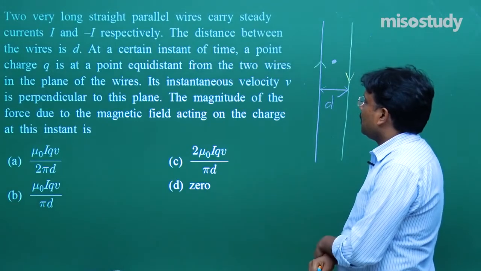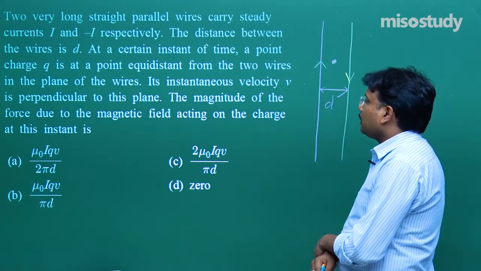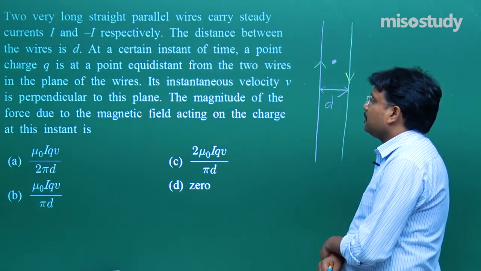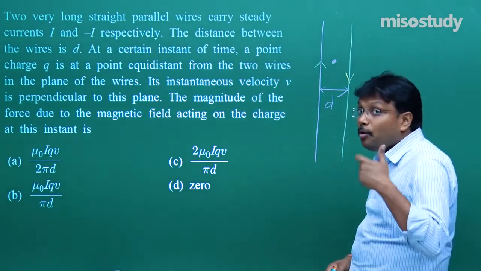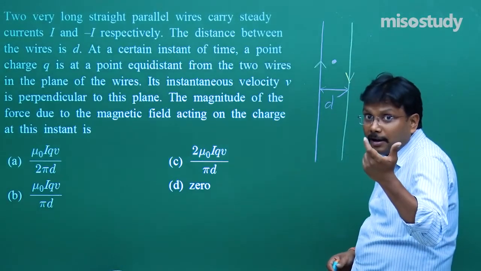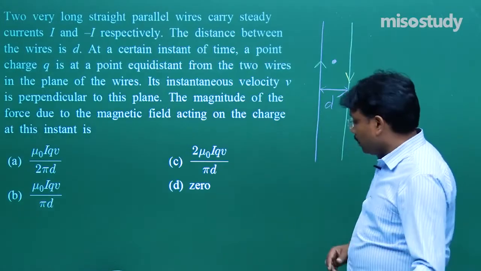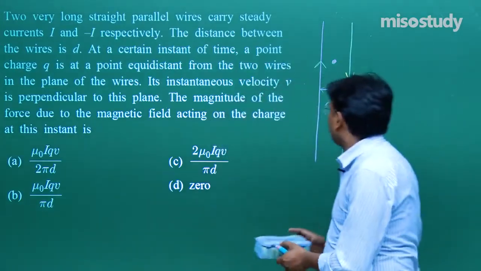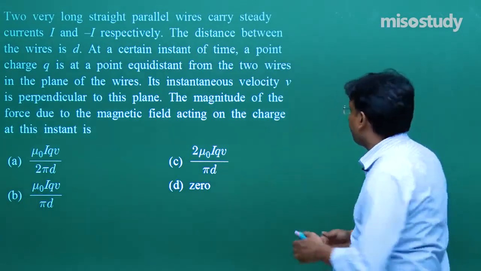The magnitude of the force due to the magnetic field acting on the charge at this instant is how much? Means the magnitude of the force. So, which force? Only the magnetic force is acting. So, we have to talk in terms of that magnetic force. I hope the diagram is clear to all of you. So, let us take a look at the solution of this problem.